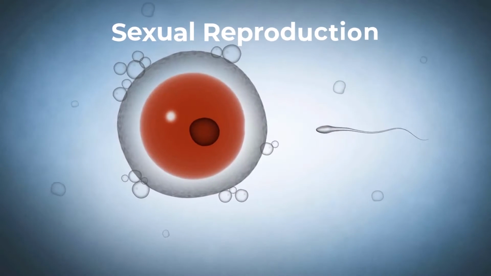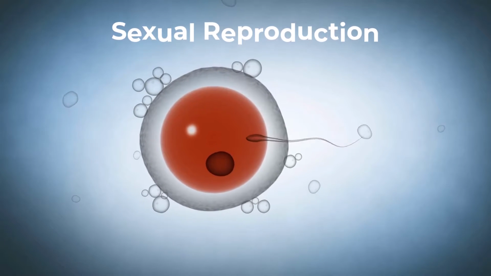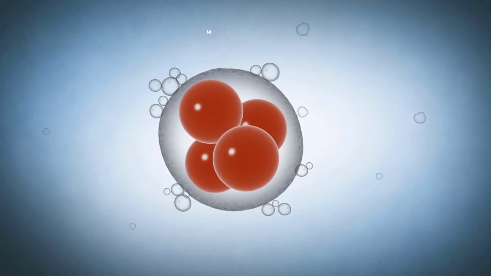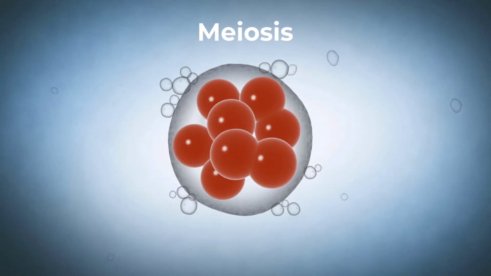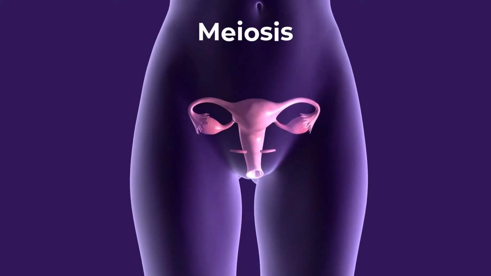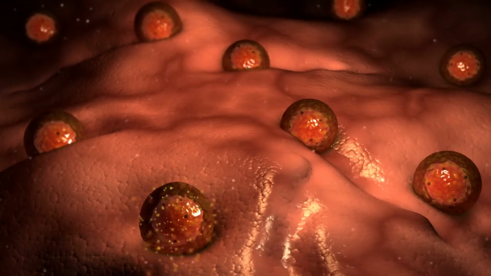Sexual reproduction requires fertilization of an egg by a sperm. The reproduction of gametes, which are eggs and sperm, involves a special type of cell division called meiosis. Meiosis occurs only in reproductive organs. The gametes have only half as many chromosomes as the parent cell that gave rise to it.